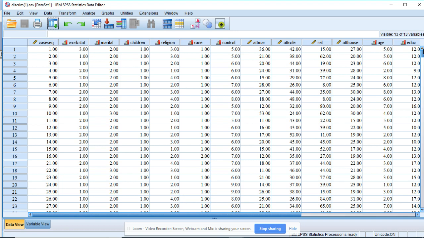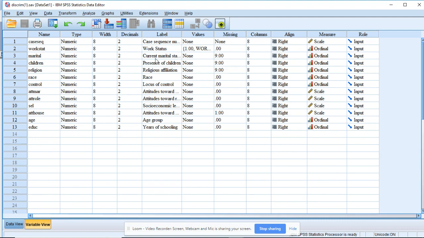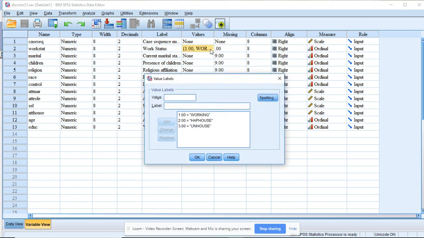Before I get into that, I just want to go over the point of discriminant analysis. The point of it is to understand the association between a set of groups and a set of predictors. Now the groups are all on one variable. In this data set, it's called workstat, and that's right here. If we go to the variable view, we can see that the work status value is a 1 for working women. So this was a comparison of women who were working or not working. If they were not working, they were called housewives.